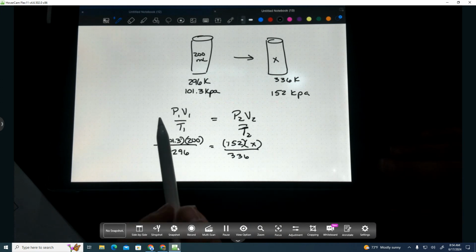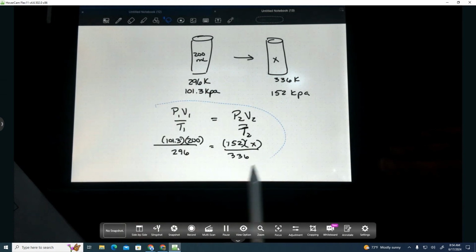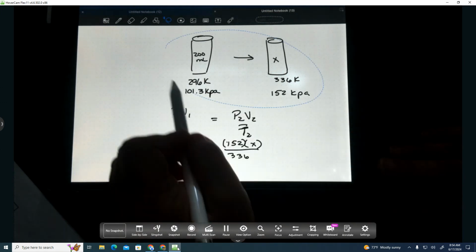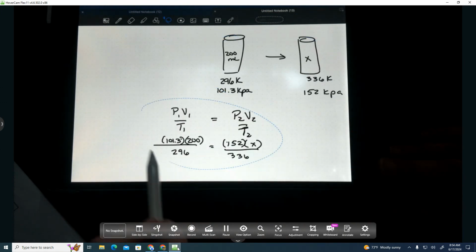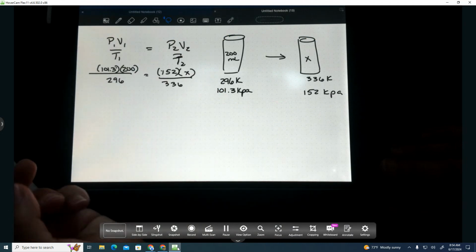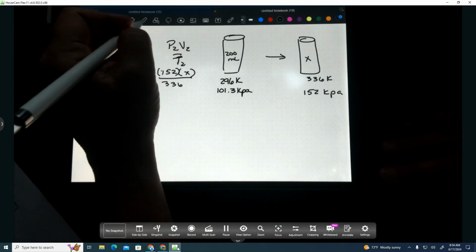Now, Caroline's favorite pastime activity. Actually, you know what? Let's just move this over just a little bit. I think it's your favorite. Okay? Let's cross multiply.